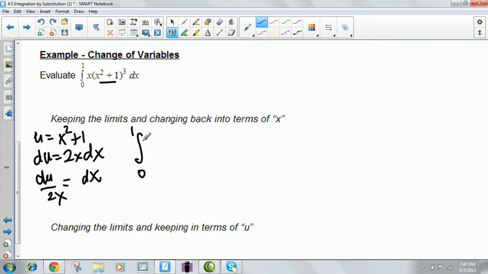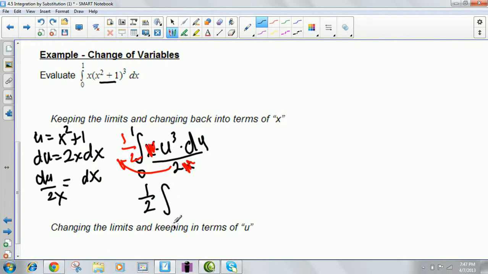Now, we're going to go ahead and rewrite this. So it's going to be from 0 to 1, and you're going to have x times u to the third times, instead of dx, I'm going to write du over 2x, like that. And then nicely, you notice these x's will cancel, and this 2 will come out front, so it becomes 1/2. So let's rewrite that as 1/2 times the integral from 0 to 1 of u to the third du.